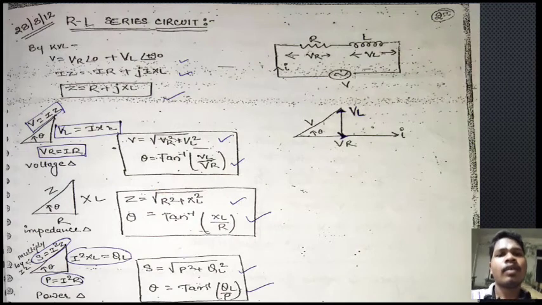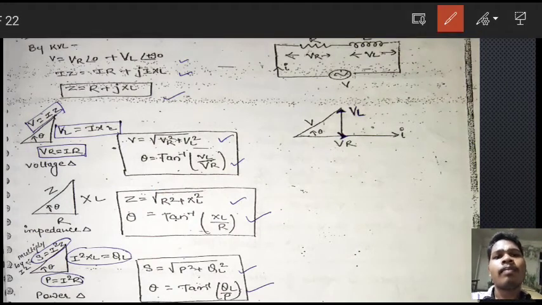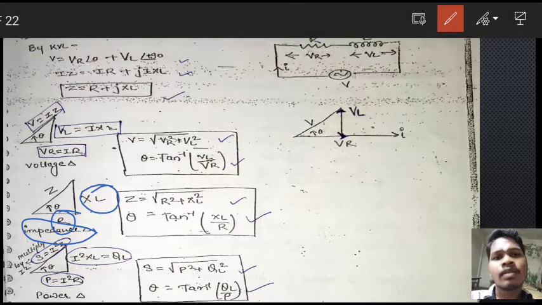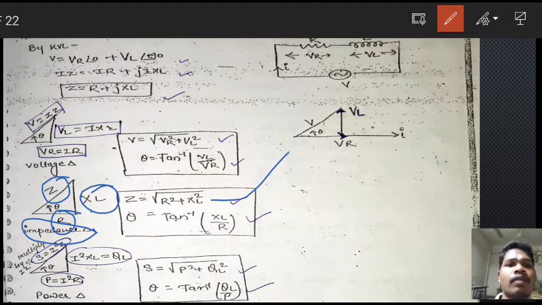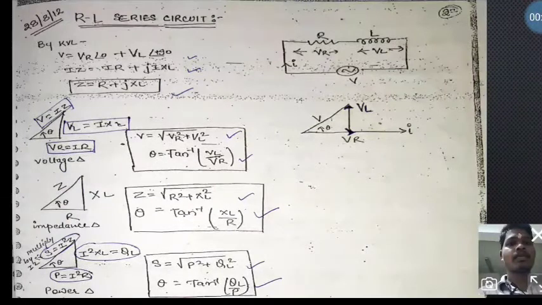If we look at the impedance triangle, in the base we take the resistance, in the perpendicular we take the inductive reactance, and in the resultant we take the total impedance Z. So Z is equal to root over of R square plus XL square. Now see here, theta is equal to tan inverse XL divided by R.